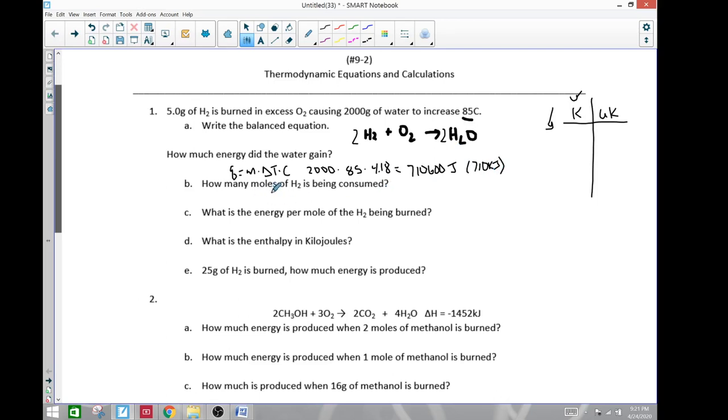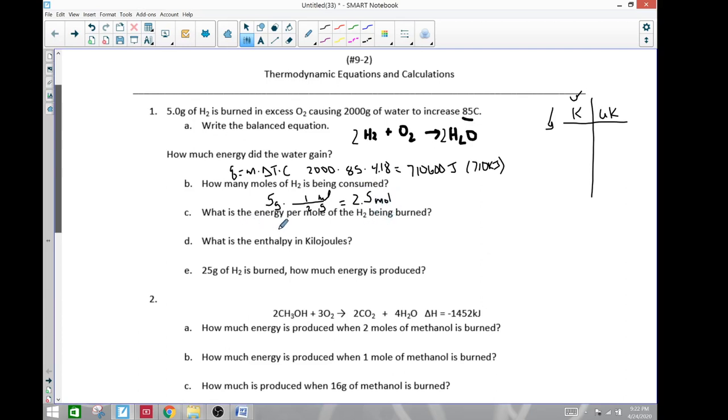How many moles of H2 are being consumed? Okay, so in this case, we have to look at the stoichiometry here. It says we have 5 grams of hydrogen. So all we gotta do is say 5 grams, dot line, get rid of grams, go to moles. 1 mole is 2 grams, and therefore 2.5 moles.